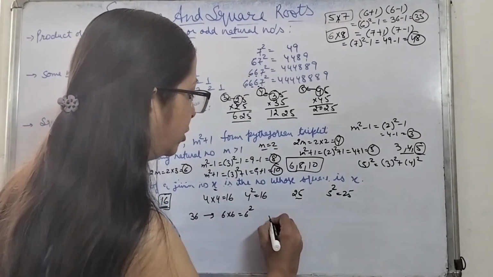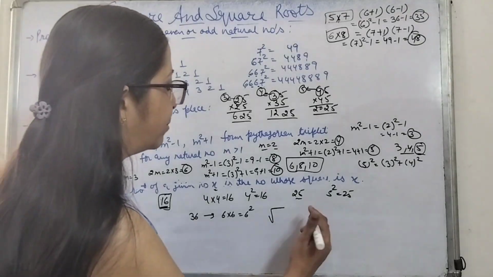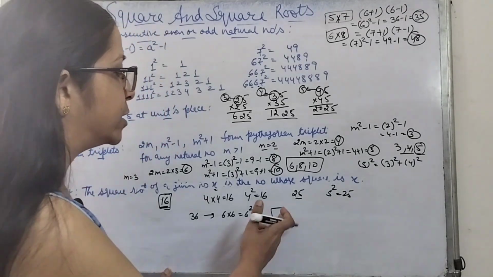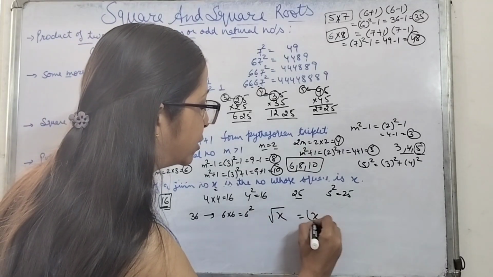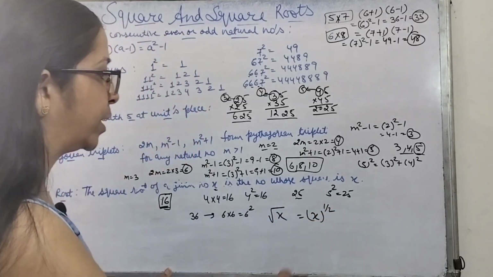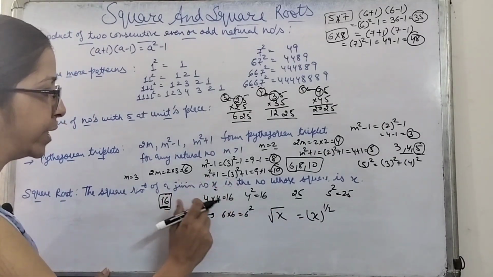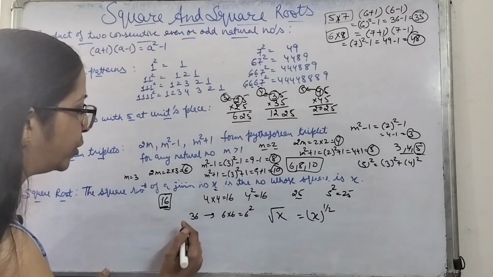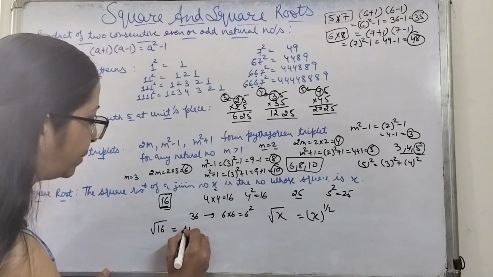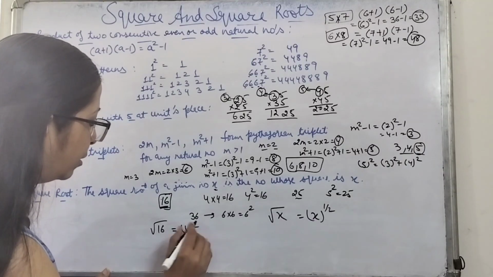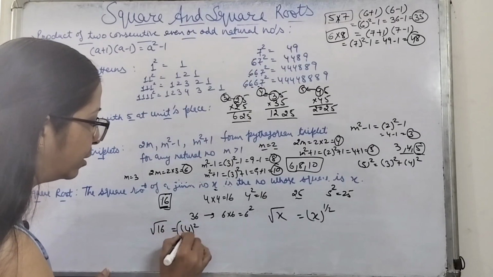The square root sign is the sign for finding the square root, which is known as the radical sign, and it simply means power 1 by 2. Suppose we have to find the square root of x. This simply means x raised to the power 1 upon 2. Now suppose we have to find the square root of 16. How can we say that it will be 4? It means 4 raised to the power 2, because 16 could be written as 4 raised to the power 2, and this radical sign means power 1 upon 2.